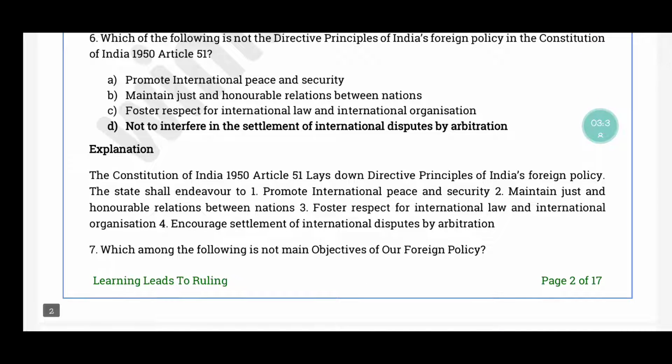Constitution of India 1950 அதுபடி Article 51 it lays down the directive principles of India's foreign policy. இதில் கொடுத்துருக்கிறது என்னன்னா, the state shall endeavor, promote international peace and security, maintain just and honorable relations between nations, foster respect for international law and international organization, and encourage settlement of international disputes by arbitration.